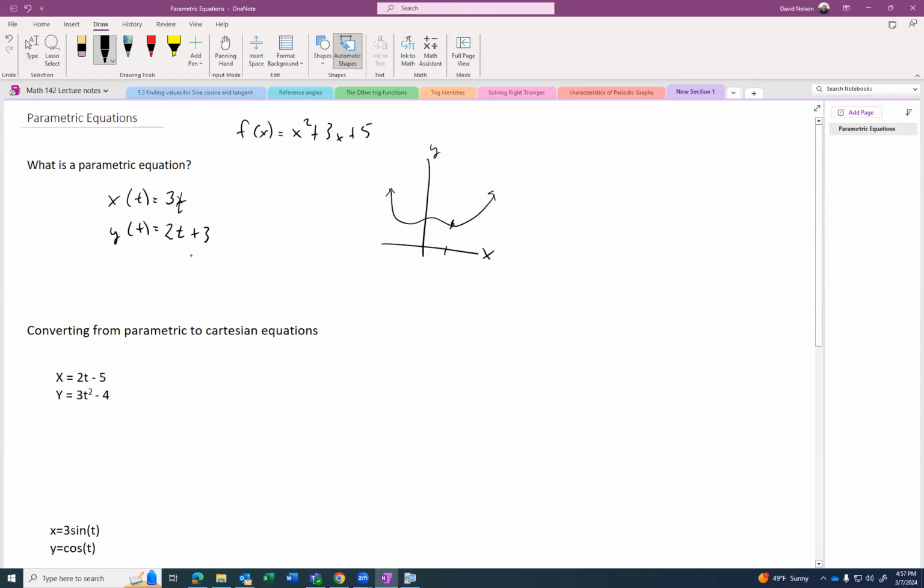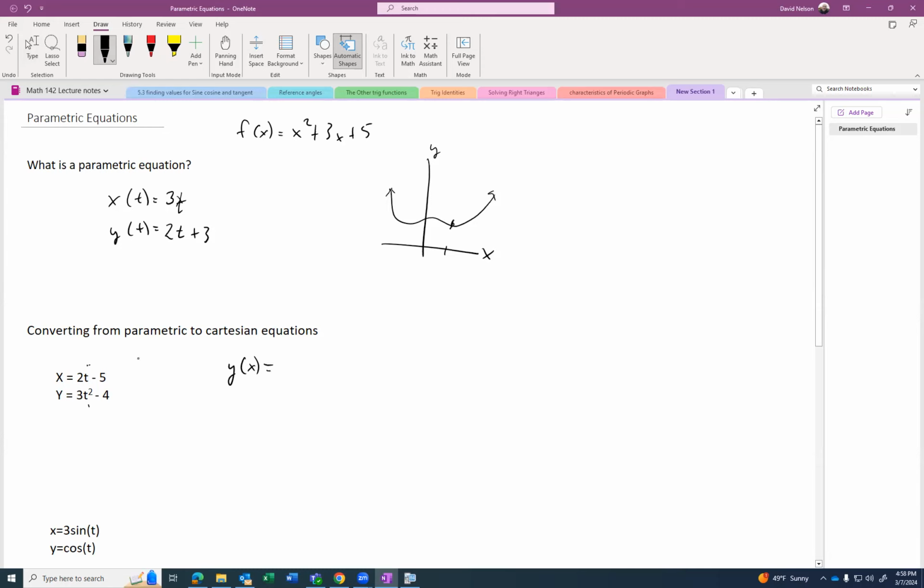One of the things we typically have to do is convert from parametric to Cartesian coordinates. Sometimes that's a nice way to get a feel for what the underlying graph is. And what we do is you just solve for t in one of the two equations. It can be either x or y. Most of the time we want to solve the x equation because we're typically looking for y of x.